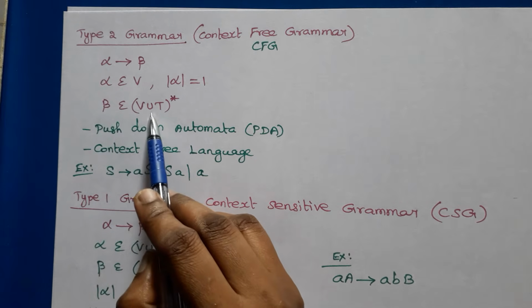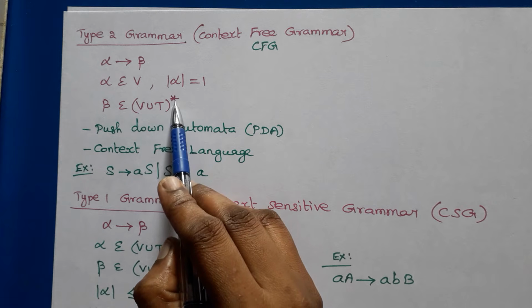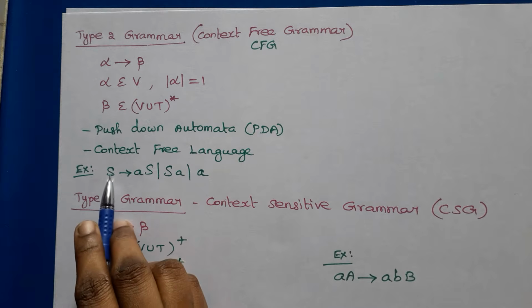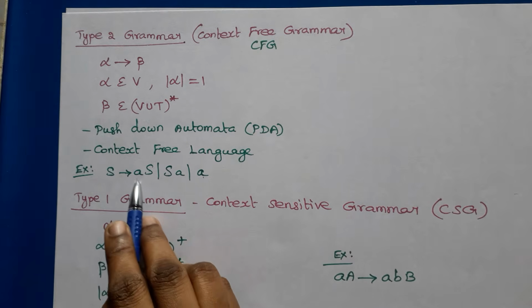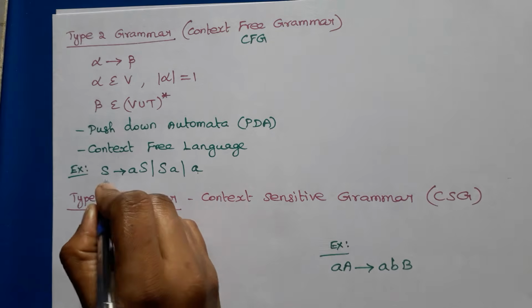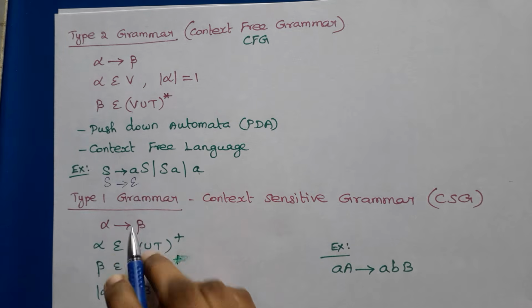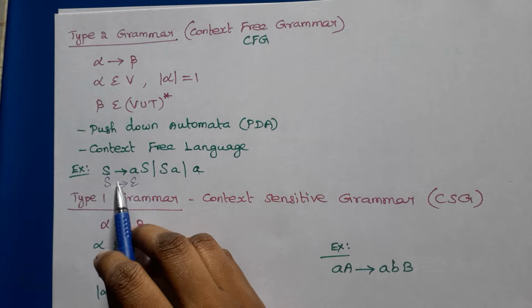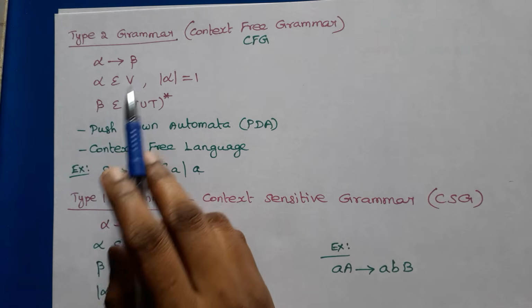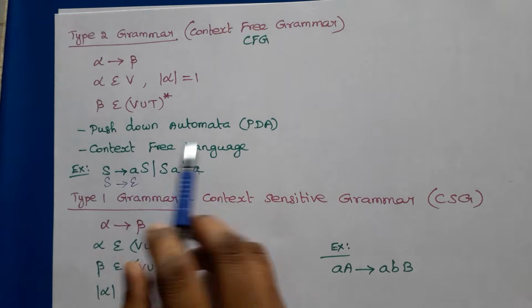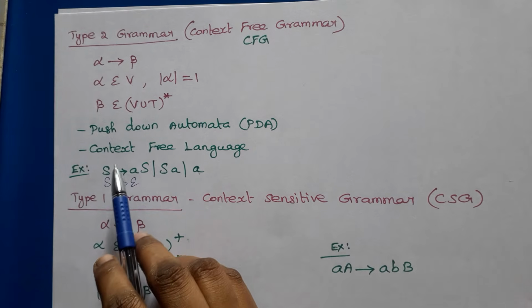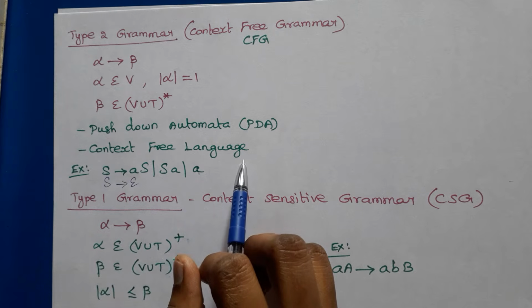Okay, any single variable tends to beta. Beta means any number of variables and terminals, star, including epsilon. This is an example: a variable tends to a single terminal, or any number of terminals and non-terminals can be combined, including epsilon. S tends to epsilon is also allowed here. And the mathematical model that accepts this grammar is called pushdown automata, and the language generated by this grammar is called context free language.